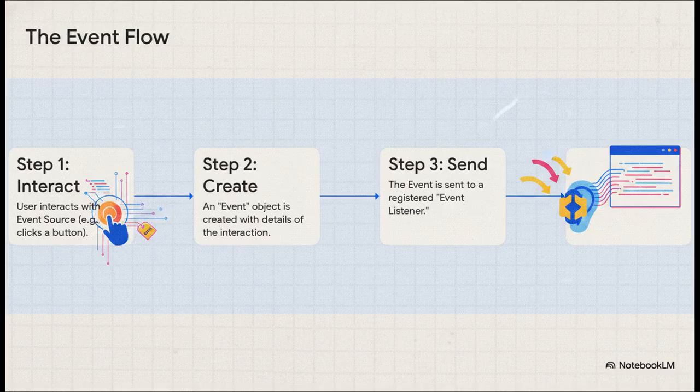And the flow is always the same. You, the user, click the button. That's the source. A little digital packet of information, an event object, is instantly created. That packet gets zapped over to the listener that's been waiting for it. The listener opens it up, sees what to do, and runs the code. It's a perfect little chain reaction happening thousands of times a day.